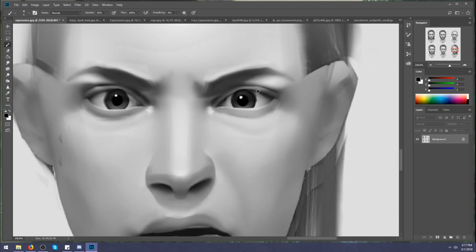Another really massive tool to use for executing a really believable expression is the focus in the eyeballs. So making sure that the eyeballs are actually looking at a destination. I've never been enraged, but I'm not sure you'd be enraged and not looking at something.